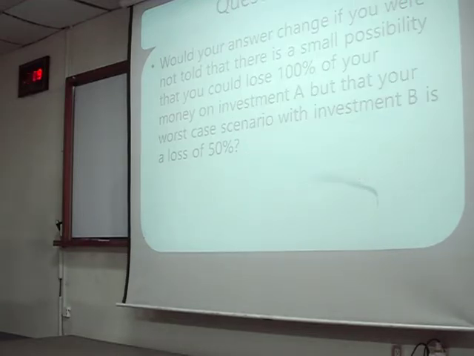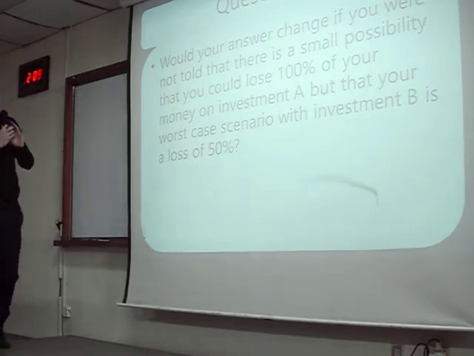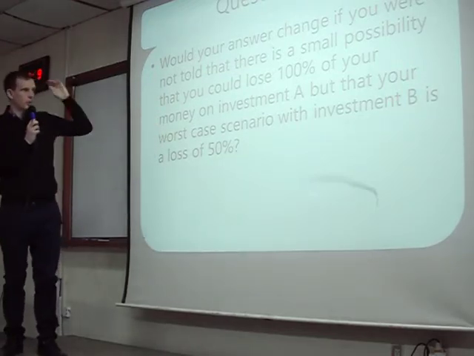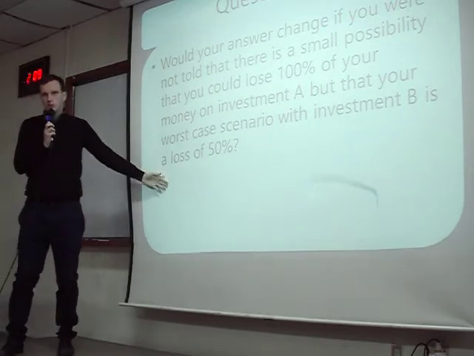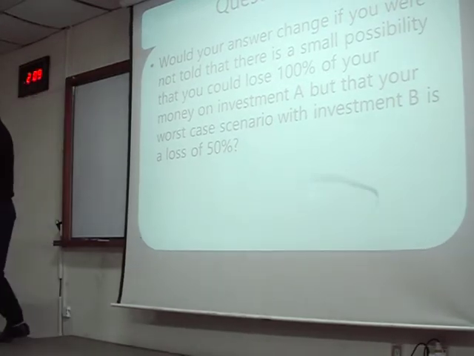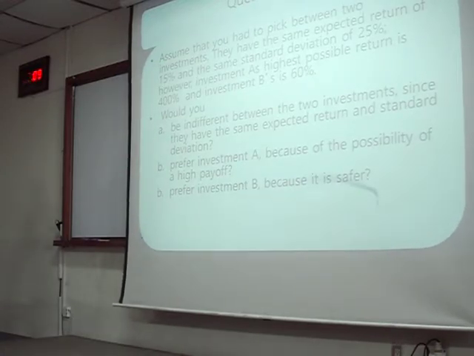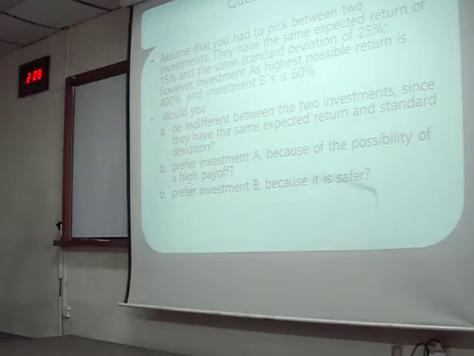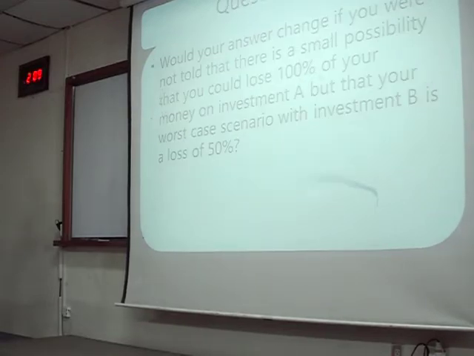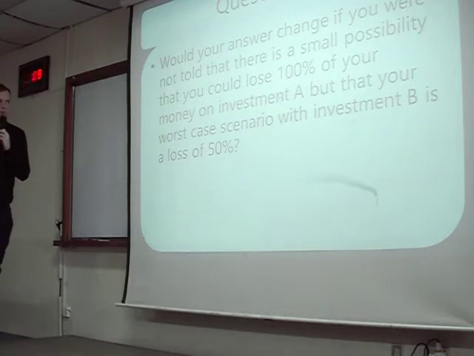Okay, next question. Would your answer change if you were now told that you could lose 100% of your money with A, but you could only lose 50% with B? So we said that with A you could make 400% and with B 60%, the highest possibly. And in this case we have lose 100% highest possibly, or lose 50% highest possibly. So would your answer change? Discuss with your partner.